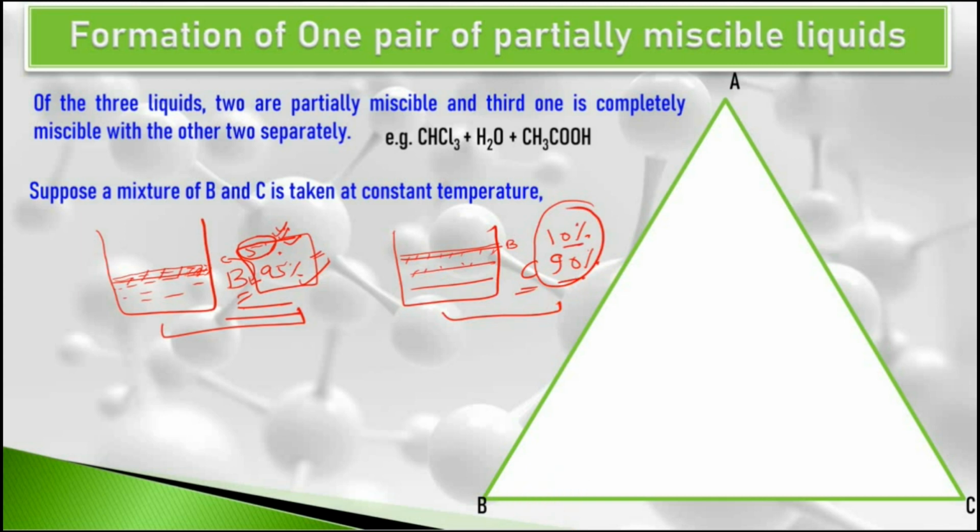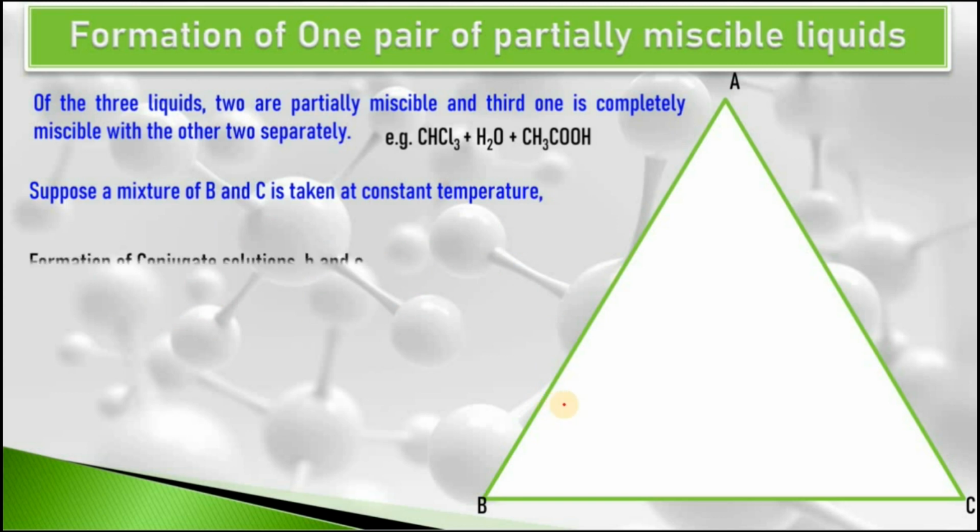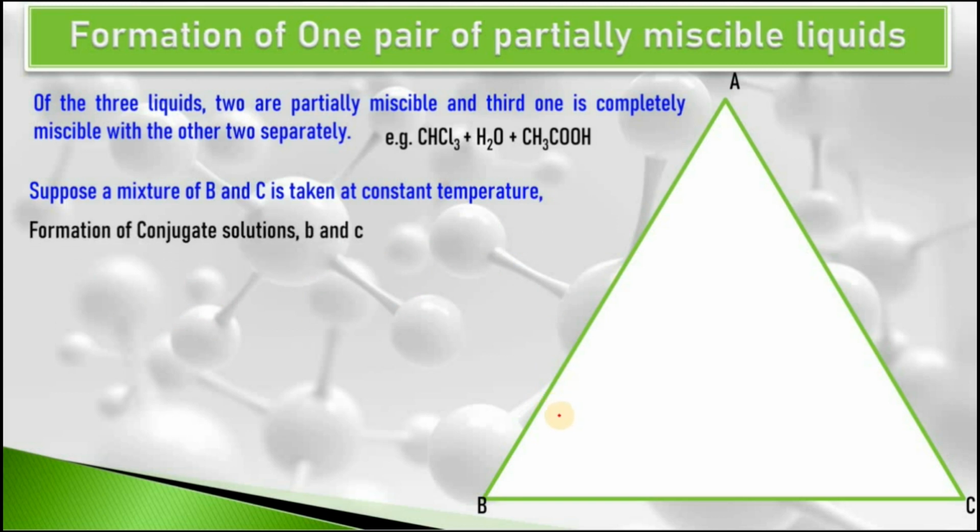Or in general, we can say a conjugate solution forms at composition B and C, which is represented in the graph as small b and C. That means when B is 95 and C is 5, we get a conjugate solution. Or when C is 90 and B is 10, we again get a conjugate solution. So small b and small c are the composition of conjugate solutions.